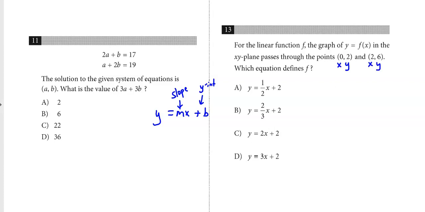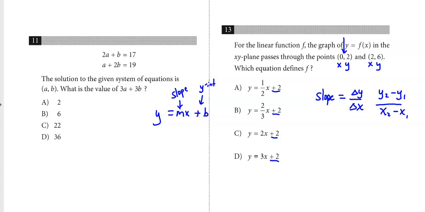And if I look at my answers, all of these people have a y-intercept of 2. So the y-intercept doesn't really help me out. And actually, they told me right here the y-intercept is 2. But I want to find the slope. So the slope, remember, is the change in y over the change in x. Some teachers write it this way. If you Google it, you might see this equation.